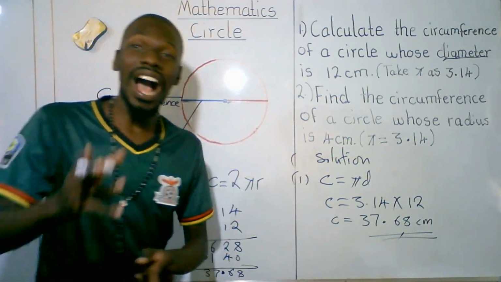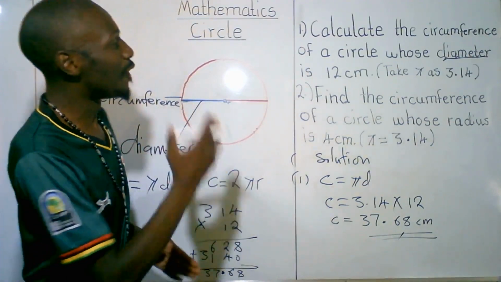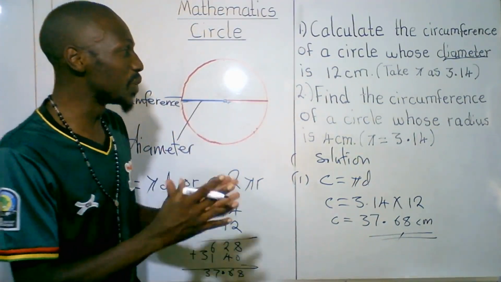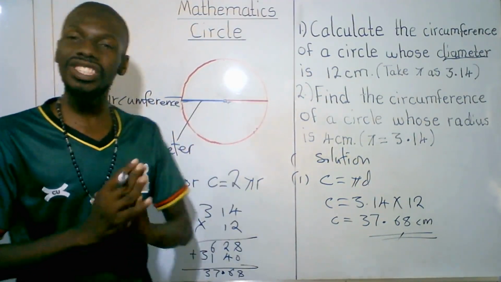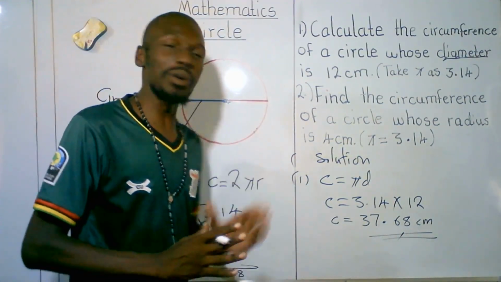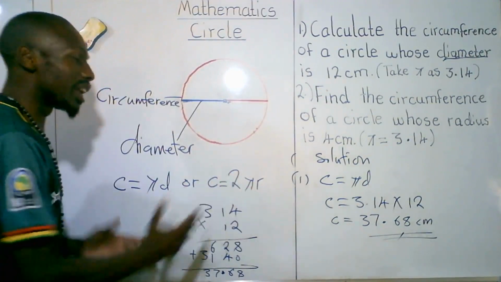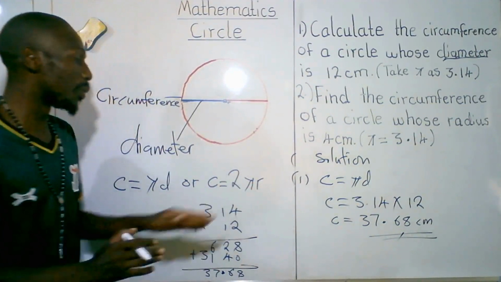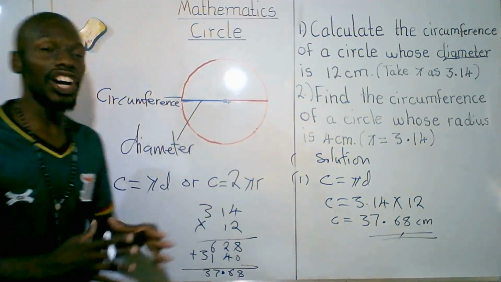Believe you can remember, and it will be easy during the grade 7 exam to answer such a question. So number 2, I'll leave it for you to answer. Find the circumference of a circle whose radius is 4 centimeters. Which formula are we going to use between the two? We are going to use the one with the radius.